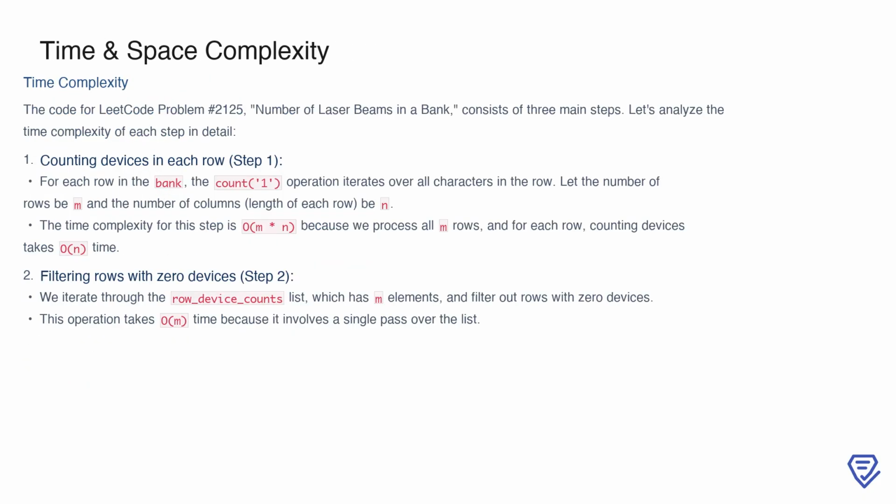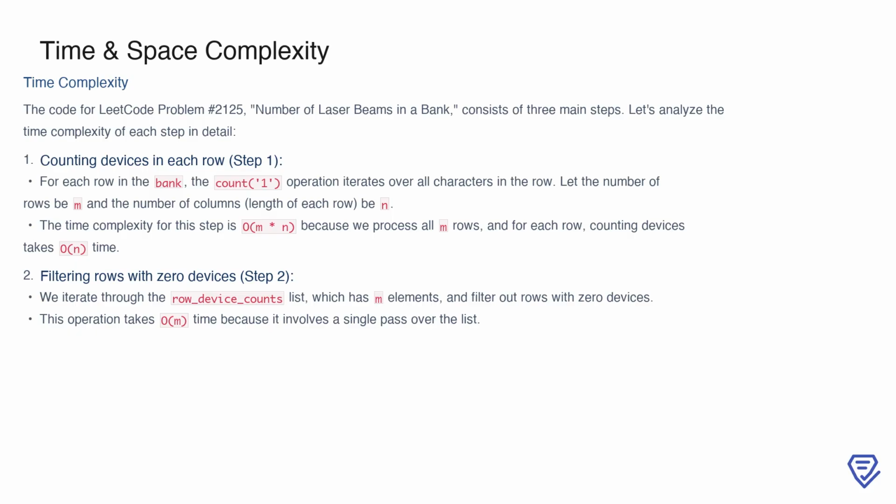Let's analyze the time complexity of solving the problem, number of laser beams in a bank. The solution involves three primary steps. First, we count the number of devices in each row. This is done using the count 1 operation, which processes each character in a row. Since there are m rows and each row contains n columns, the total time complexity for this step is m*n.